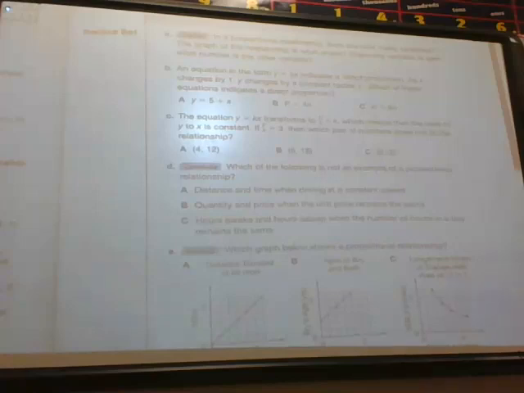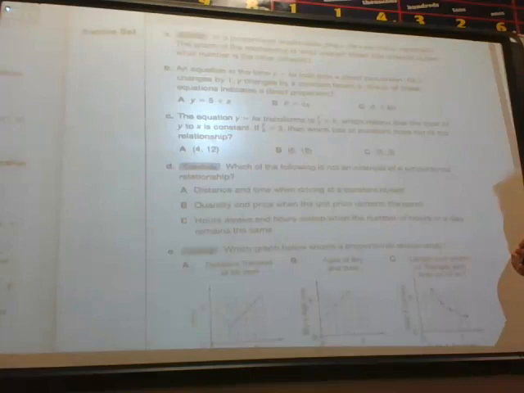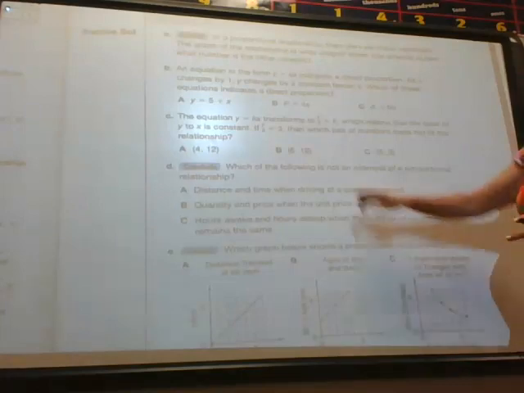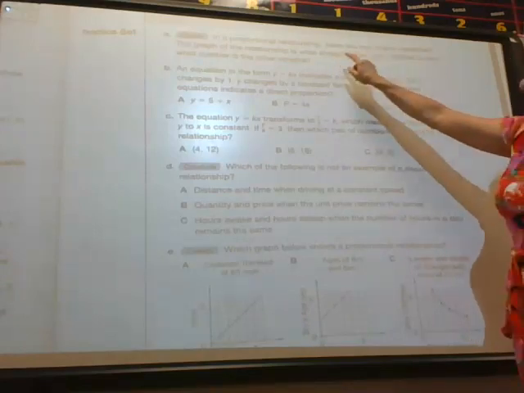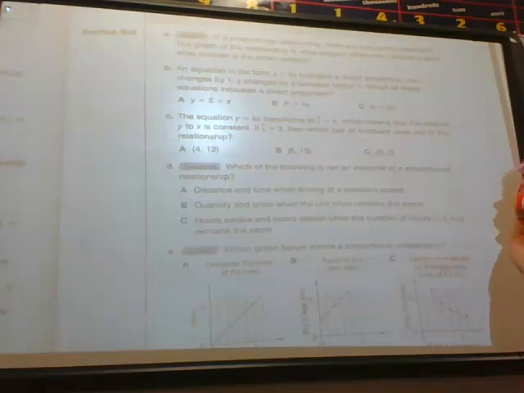Okay, for A, in a proportional relationship, there are how many variables? 2. Okay, one is a constant that stays the same. The graph of the relationship is what shape? A line. And when one variable is 0, what number is the other variable? 0, because it has to go to the origin, 0, 0.